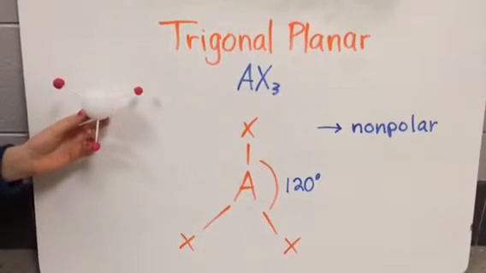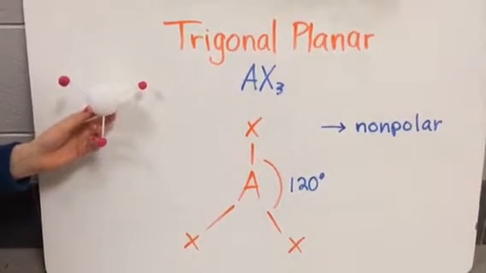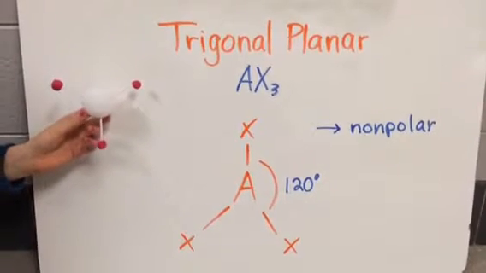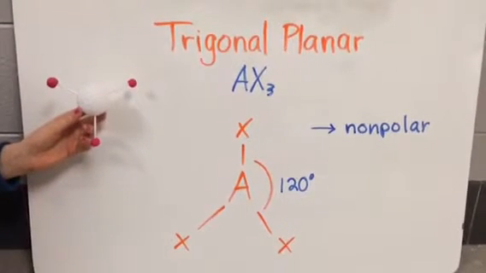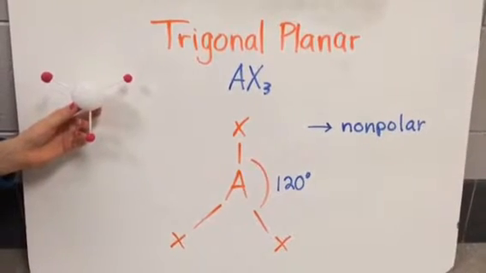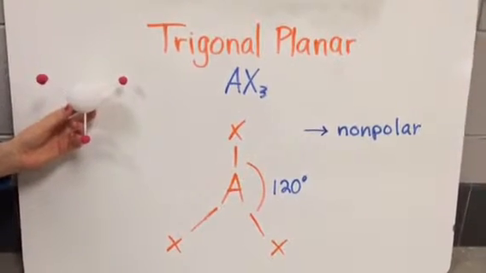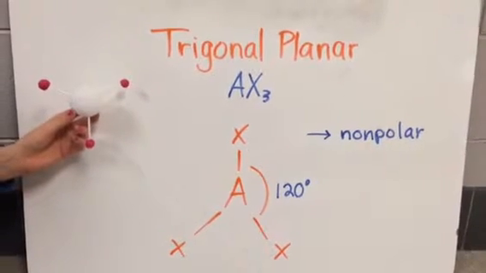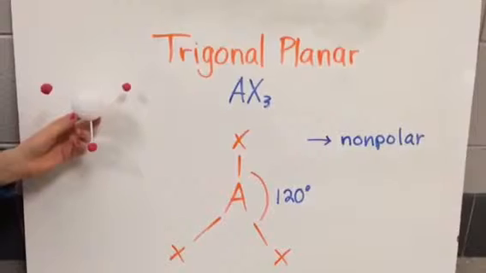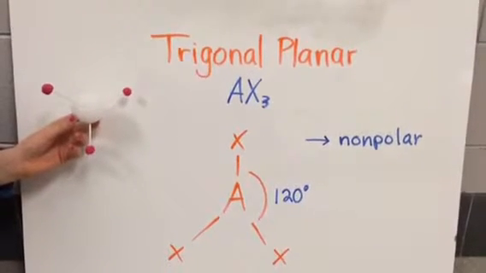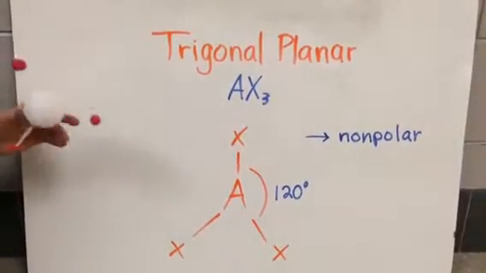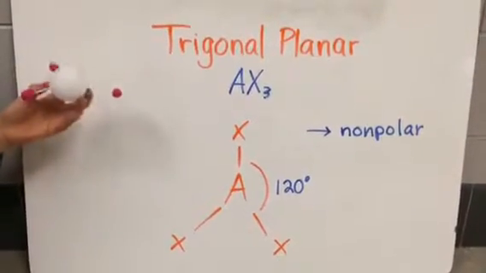Trigonal planar, one central atom surrounded by three atoms. There are no unpaired electrons, and the atoms are separated by 120 degrees. The molecule is nonpolar because all the charges meet in the middle and cancel out. All the atoms are in the same plane, and they create triangles, which is how it gets the name trigonal planar.